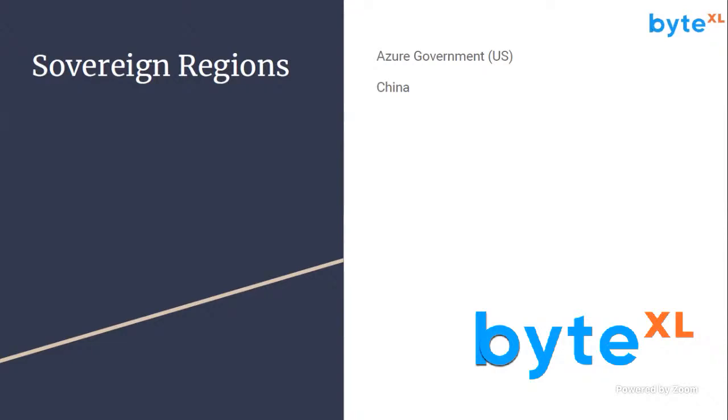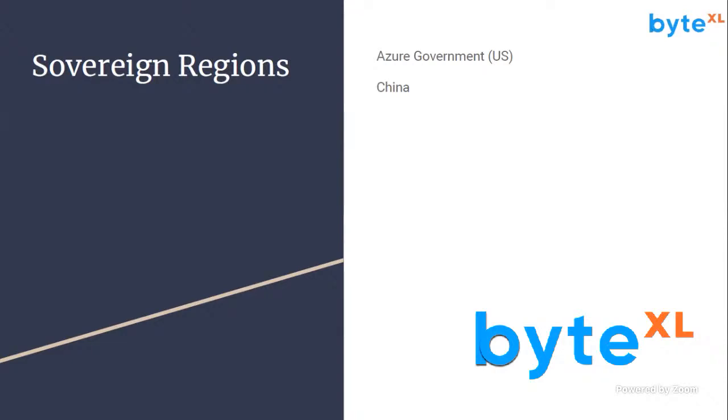These regions are dedicated for specific things. It's not like you will have access to everything. As I told, there are 60 plus regions, but that doesn't mean you are going to get access to all of them. Previously, Switzerland or another region was also in the list of sovereign regions, but at present it is only Azure Government and China. So only these two.